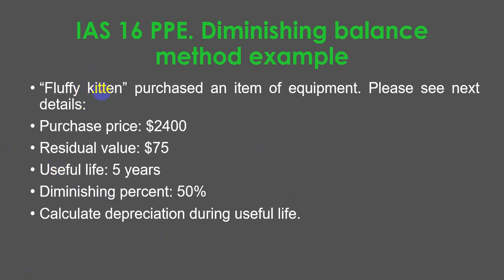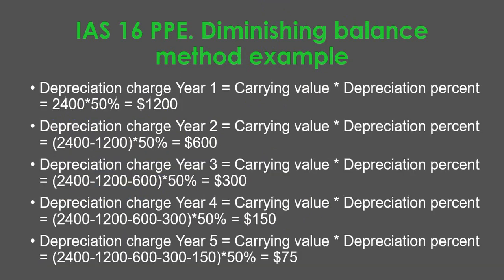Our entity Fluffy Kitten purchased an item of equipment. Please see next details. So purchase price we have here, residual value, also useful life of 5 years, and diminishing percent of 50%. And we need to calculate depreciation during useful life using diminishing balance method. So let's try to calculate it.